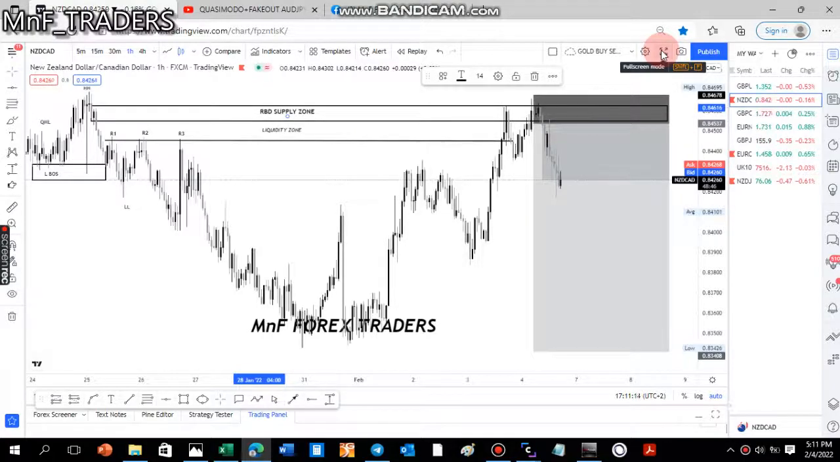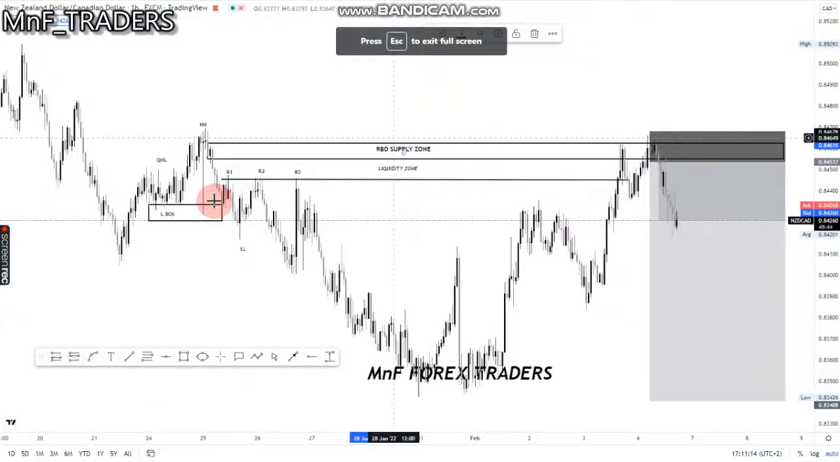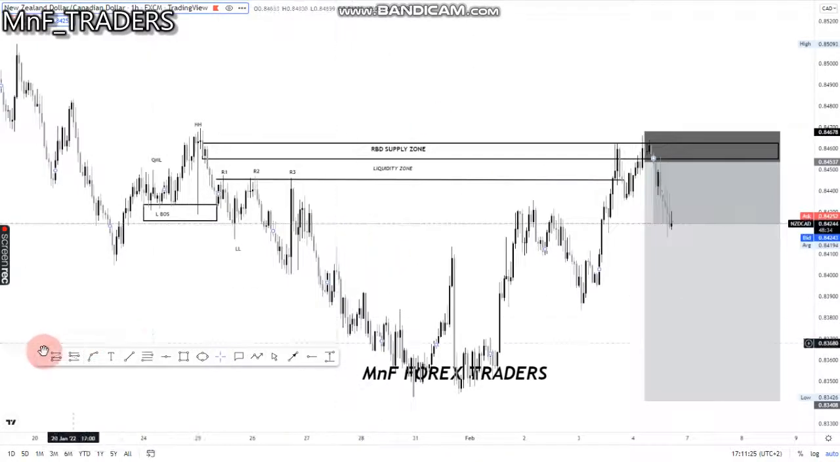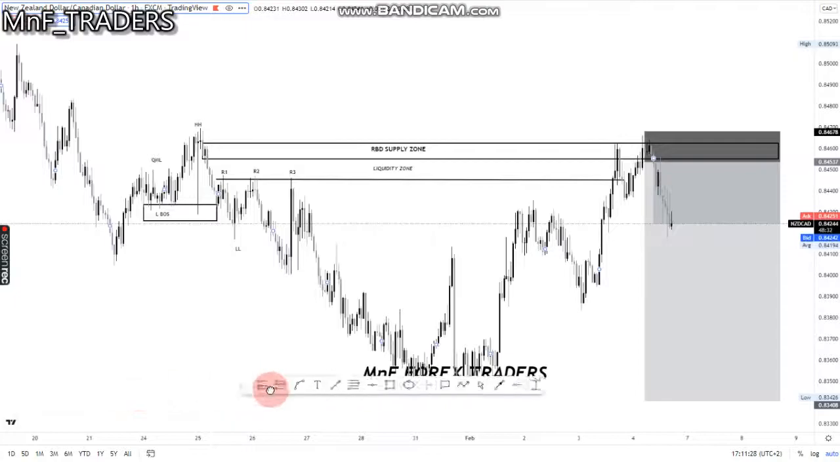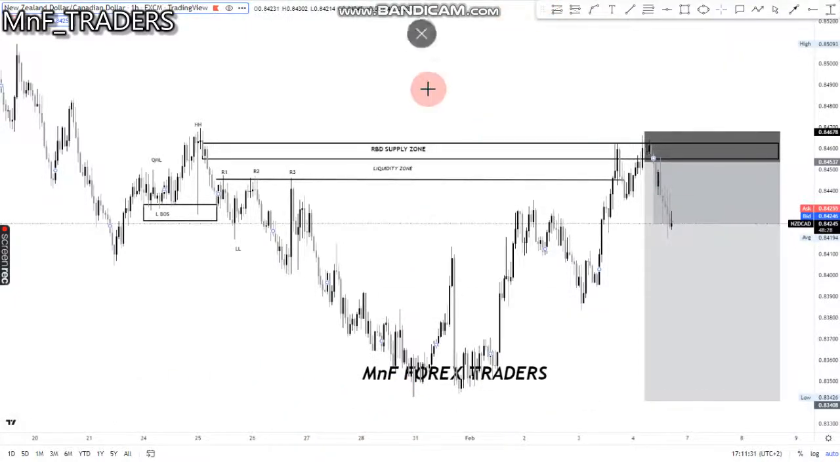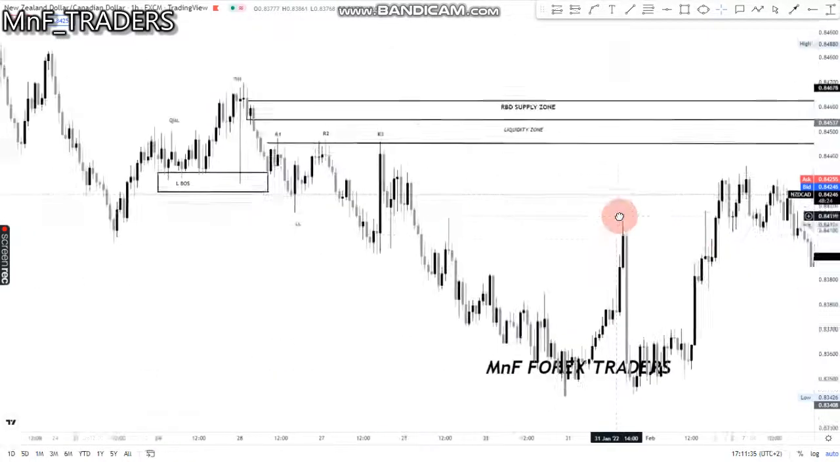All right, so this is what happened on New Zealand card. I saw this setup yesterday. This is a very beautiful setup. As you can see from this level right here, the market actually did give us a very nice setup. Let me show you. As always, this is our setups.